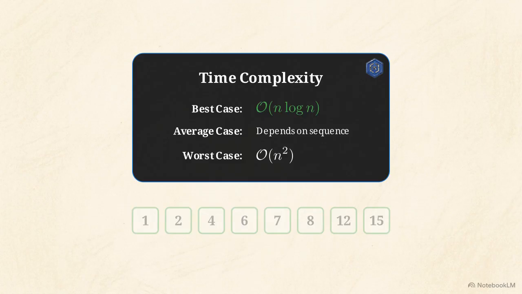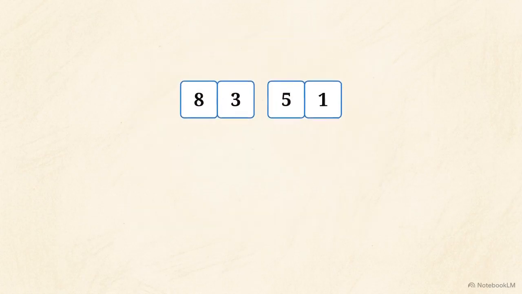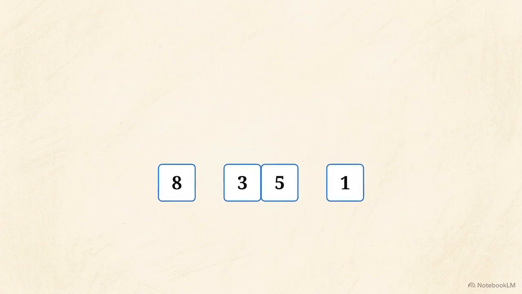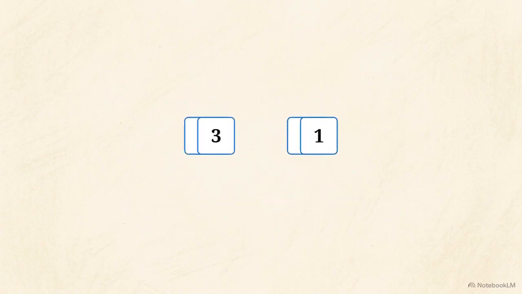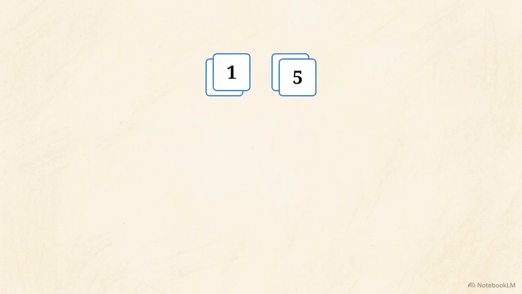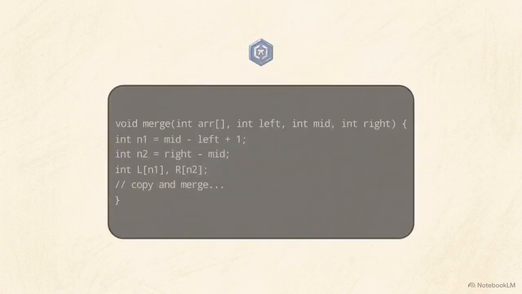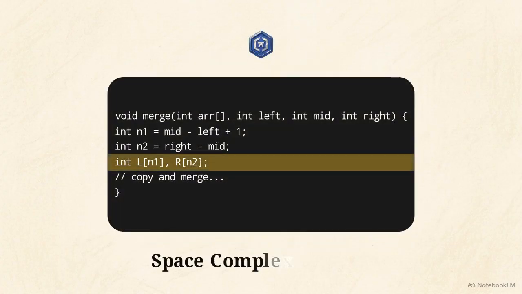Recursive algorithms like merge sort use a divide-and-conquer strategy, continuously halving the array into individual blocks. During the merge phase, the blocks combine in sorted order, but the L and R pointers in the C++ code require O of n extra memory for temporary arrays.